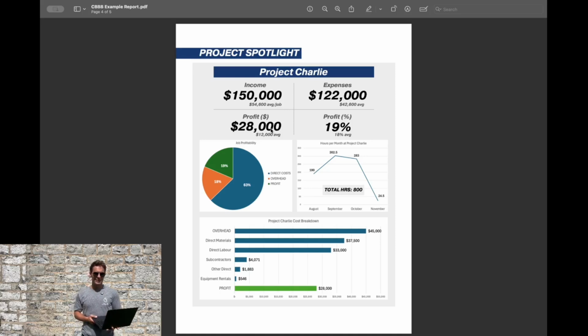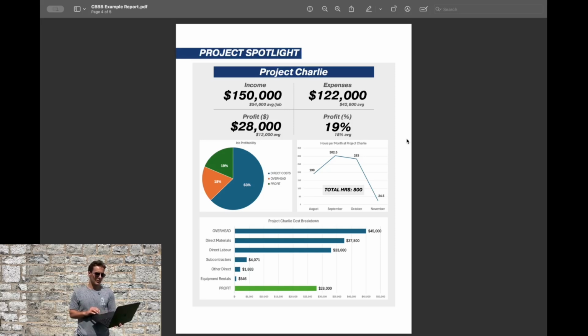Now, what is the nature of those expenses? Well, let's take a look here. 63% of that $150,000 is attributed to direct costs. That is the materials and the labor that went into providing this job. Then we allocate a portion of your overhead expenses to that job. Of all your overhead spent over the duration of the year, this is how much is attributable to Project Charlie. That takes out another 18% from the job, leaving you with 19%, or $28,000, in profit at the end of it all.